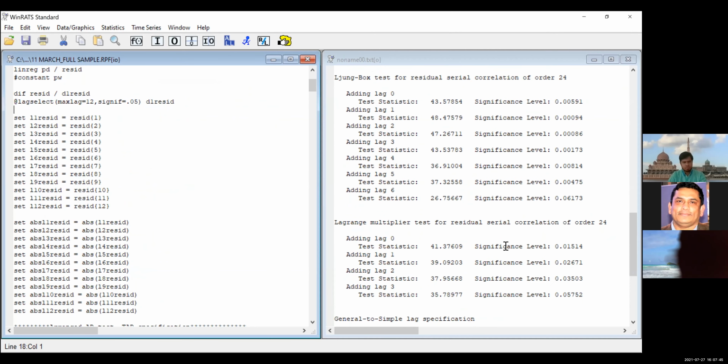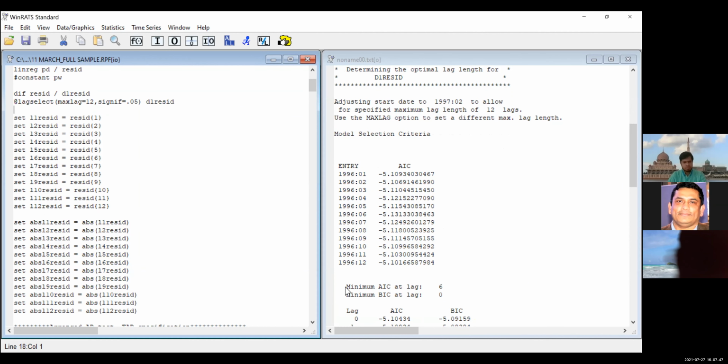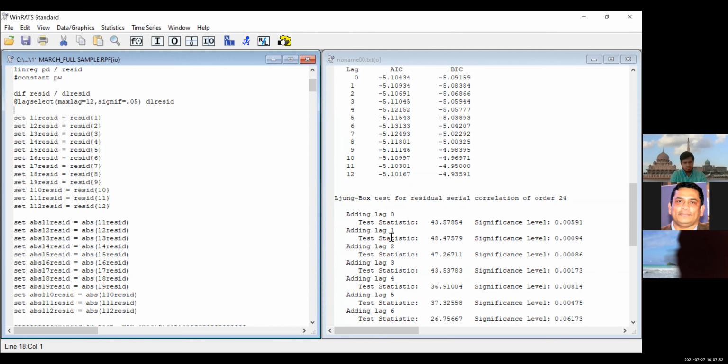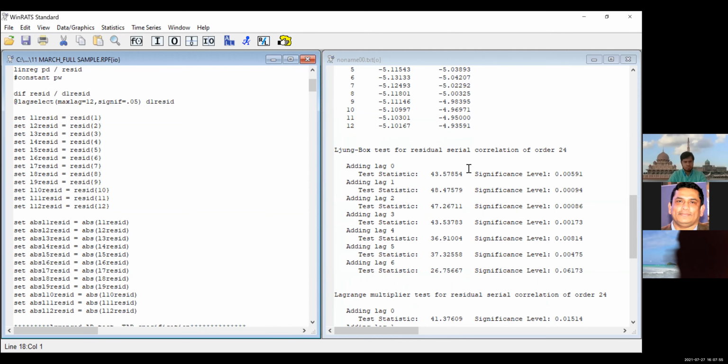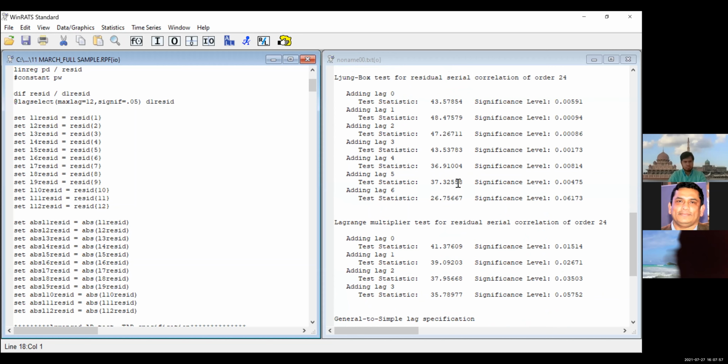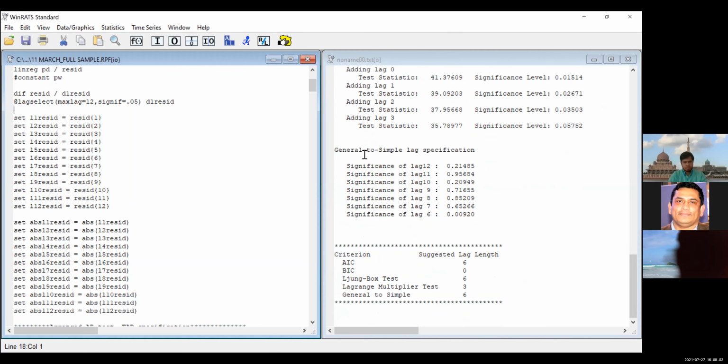So you see that I was explaining the Akaike information criteria, and then the Bayesian information criteria, and the Ljung-Box test for serial correlation of the residual value, and then the LM test, etc. And then 5 different general-to-simple lag specifications. So this is all actually the different criteria showing different numbers. But you see AIC and then BIC, SBC, 3, 6 different, but 6 is common in 3 different cases, AIC, Ljung-Box, general-to-specific.